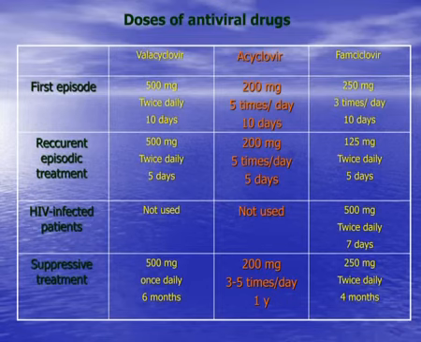In HIV infected, we don't use valacyclovir or acyclovir, but we can use famciclovir at a dose of 500 milligram twice daily for 7 days. Suppressive treatment, we use 500 milligram once daily for 6 months, 200 milligram 3 to 5 times daily for 1 year, and famciclovir 250 milligram twice daily for 4 months.